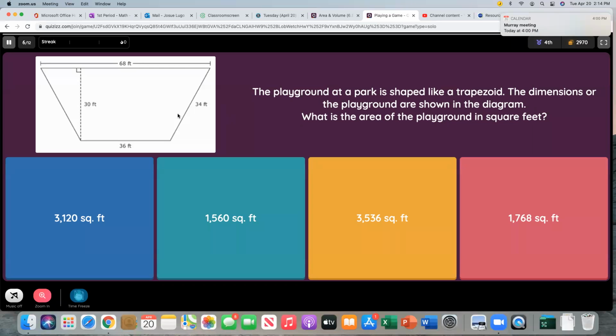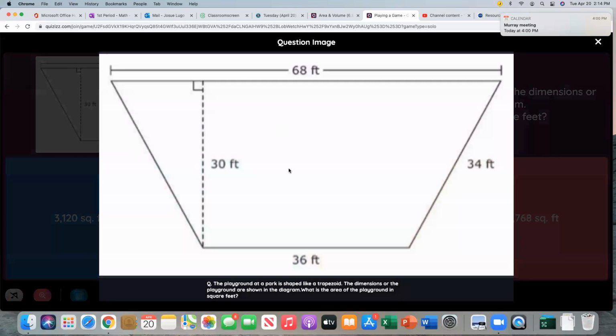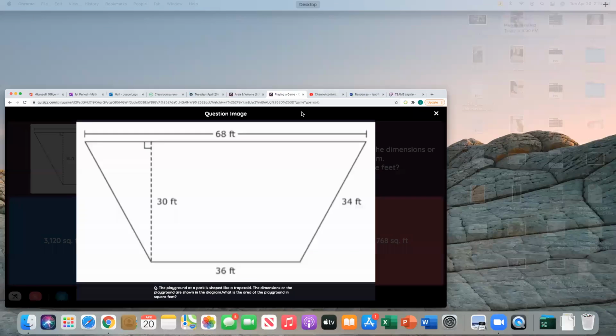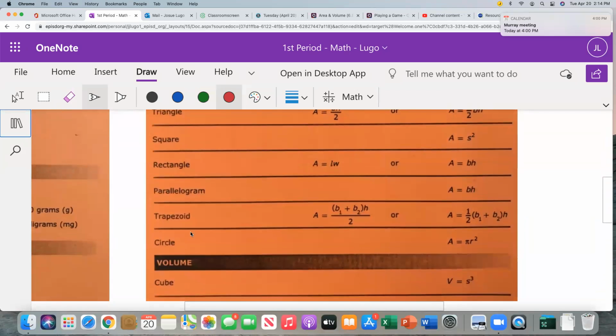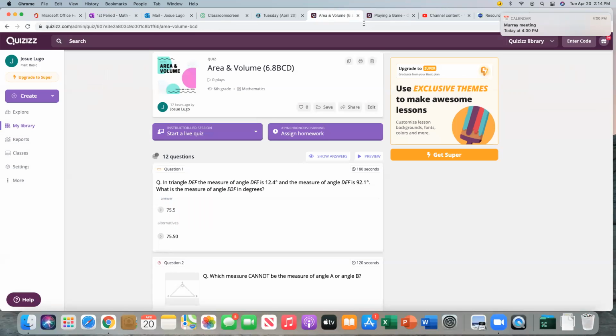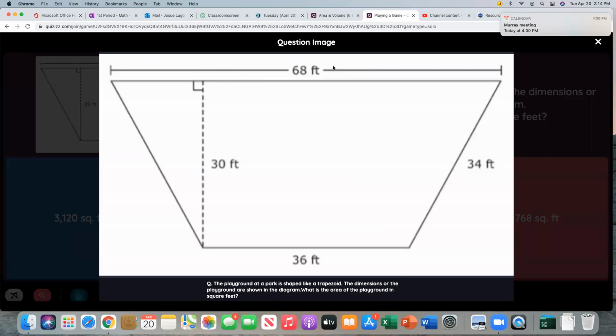Next, we have a trapezoid. Ladies and gentlemen, let's find the area of a trapezoid. And if you look at your math chart here on OneNote, notice how the area of a trapezoid is given to you right here. We have base 1 plus base 2 times the height divided by 2. Let me erase that. I think it's helpful whenever you actually write down the formula, so let's go ahead and do that.